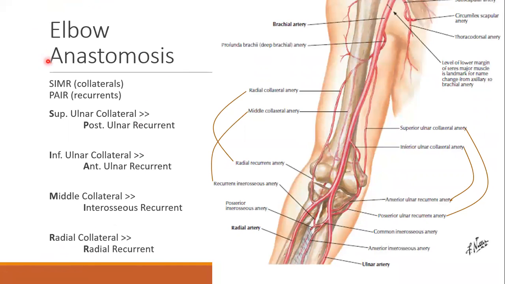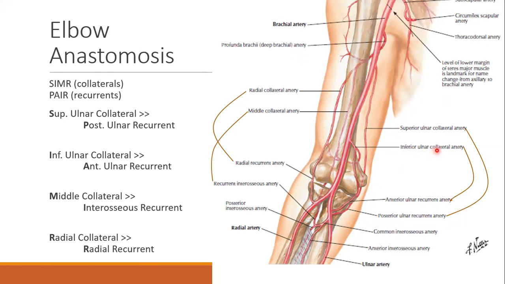So now we're going to talk about the anastomosis of blood supply around the elbow. And I've already mentioned all of the blood vessels that are involved in this anastomosis. The mnemonic that we use to remember this is simmer pair. Simmer is all of your collaterals involved, pair is all of your recurrents involved, and each collateral is paired up with a recurrent. And you can see how I've highlighted here your collaterals with your recurrents. So your superior ulnar, and this is going medial to lateral as well. Your superior ulnar collateral artery anastomoses with your posterior ulnar recurrent artery, which you can see here.